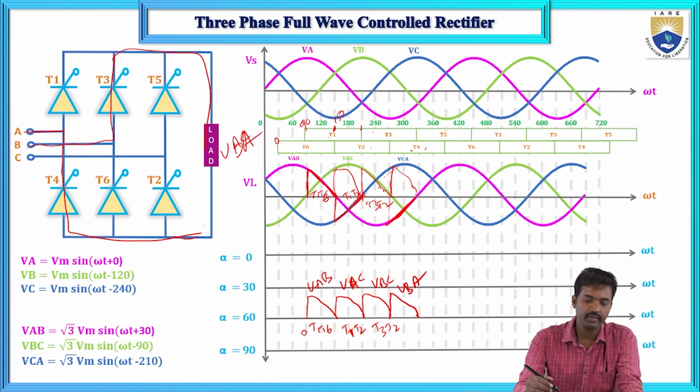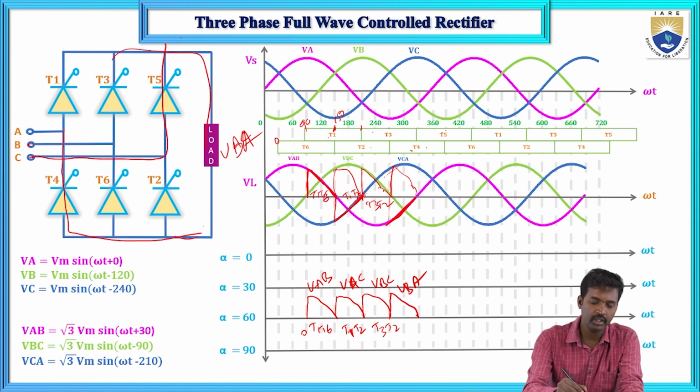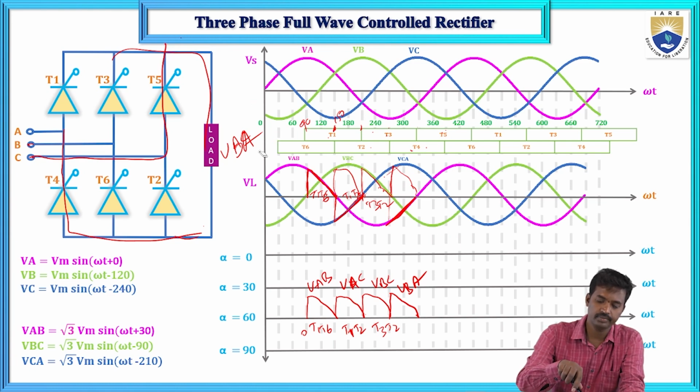So that is T5 and T6. T5 and T6 means here VAC.